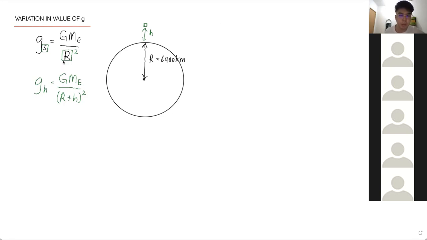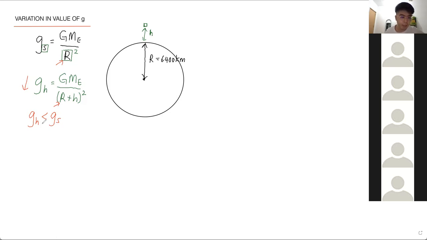You can easily see looking at the denominator of the fraction. Which one is bigger? This one is R. This one you got R plus another value. So the denominator of this one is bigger. So if this is bigger, then the GH will be smaller. So I know that GH is smaller than GS.